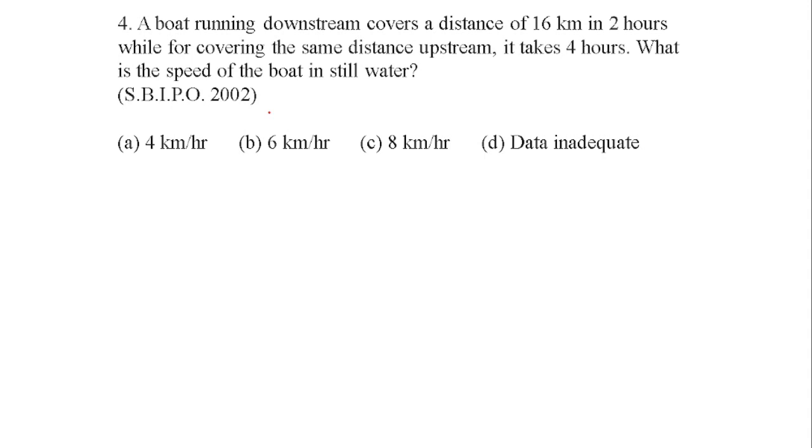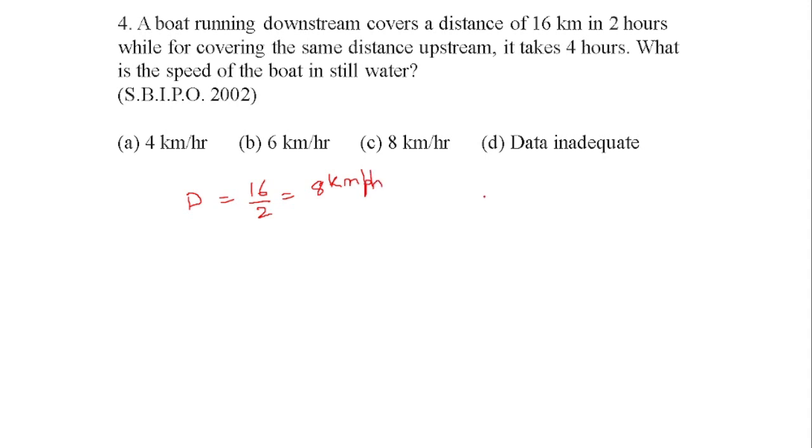A boat running downstream covers a distance of 16 kilometers in 2 hours, while for covering the same distance upstream, it takes 4 hours. What is the speed of the boat in still water? Before coming to the direct question, we want speed, that is kilometer per hour. So downstream, given 16 kilometers in 2 hours, in 1 hour, 16 divided by 2, that is 8 kilometer per hour.